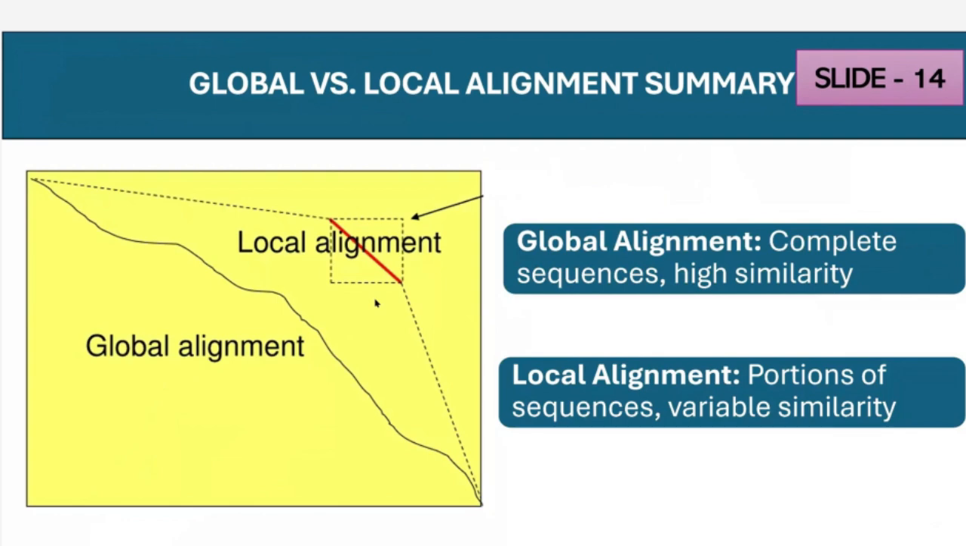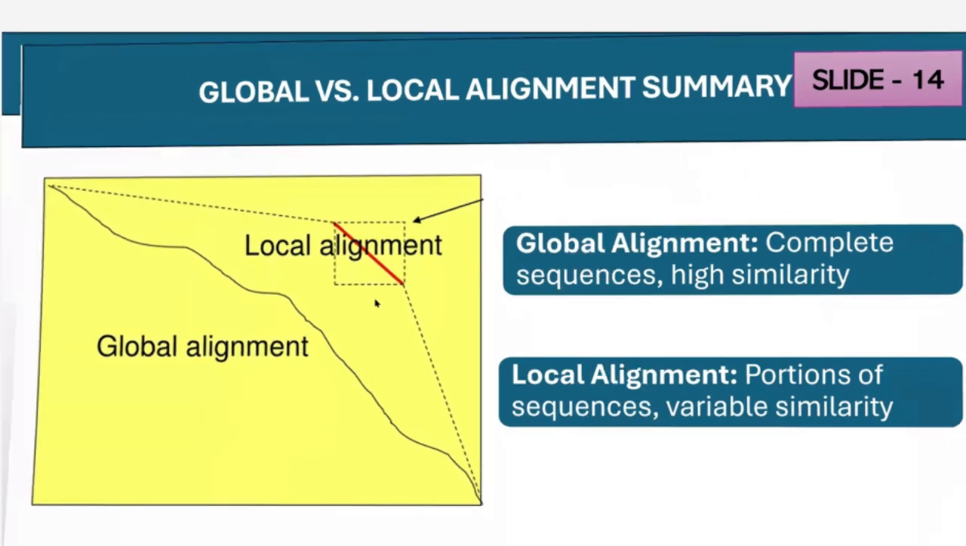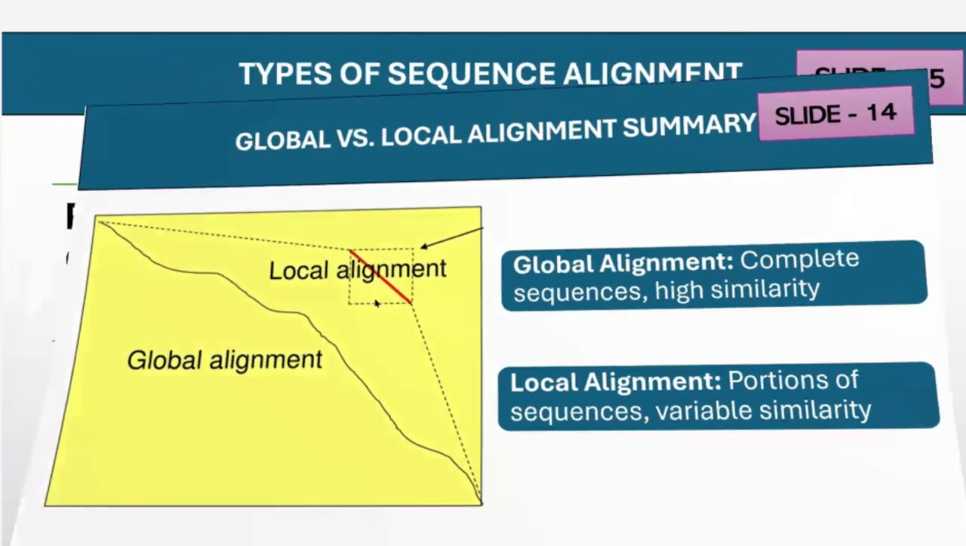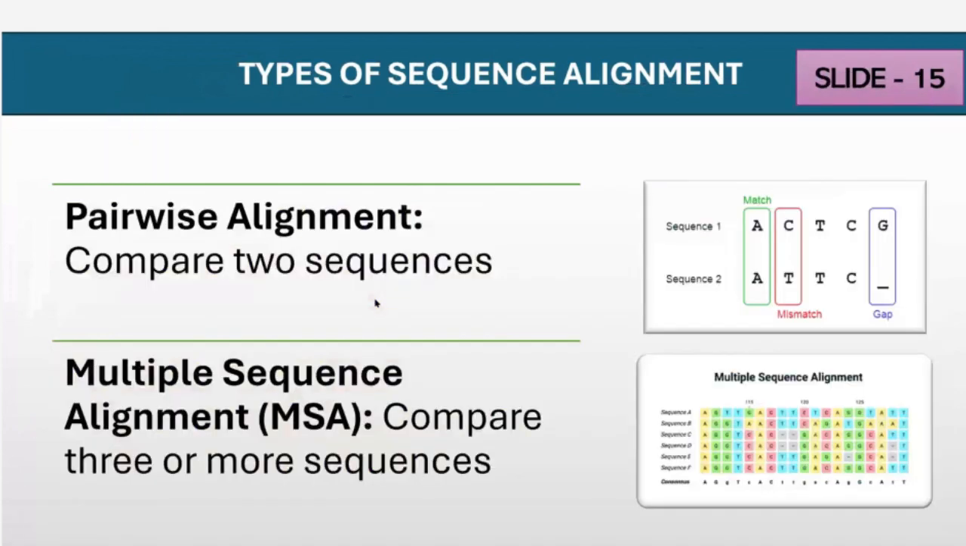Now that we know about matches, mismatches and also gaps, let's move on to the next type of alignment: pairwise sequence alignment and multiple sequence alignment. Compared to global and local alignment, this is very easy to understand. Pairwise sequence alignment only compares two sequences. Here, the concern is the number of sequences. You can see an image here, where the first sequence is compared with the second sequence.